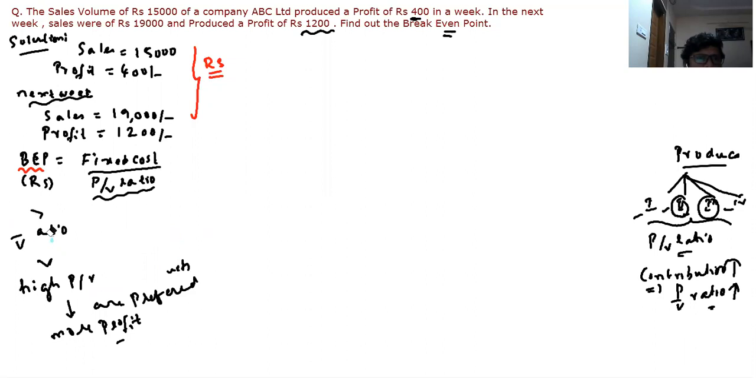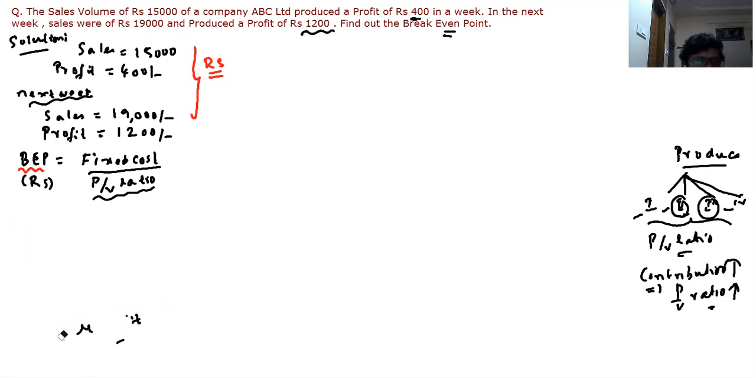So coming to the question, we need to find the break-even point in terms of rupees. The formula is fixed cost divided by P by V ratio. So we need to find the P by V ratio, right? You can see here, in the first week, the sales is 15,000 and the profit is 400. In the next week, the sales increased to 19,000 with a corresponding profit in that week of 1200.